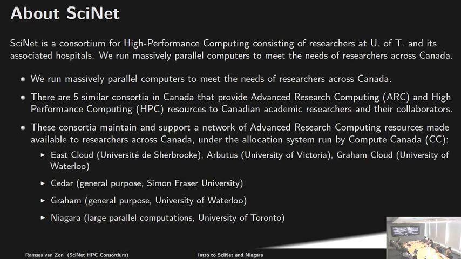Other systems that are there include cloud systems. So if you're doing things like a web portal or something like that, that's good for that. And there are general purpose machines: Cedar, which is hosted at Simon Fraser University, and Graham, which is in Waterloo. Those are general purpose. They're also the machines that have a good bit of GPU, so if you're doing a lot of GPU work, those are good for you. And if you already have a lot of small jobs, that might be a good spot for them. And then there's Niagara, which has been designed for large parallel computations. That's what we'll be focusing on here, and it is hosted at U of T.